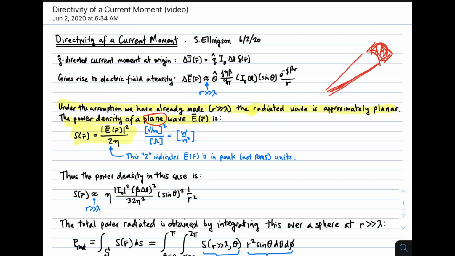You simply take the magnitude of the electric field intensity, square it, divide by 2 times the wave impedance of the medium. Just a quick side note, that factor of 2 indicates that the electric field intensity is in peak and not RMS units. If the electric field intensity is in fact in RMS units, then you would not have that factor of 2. Works exactly like voltage and current in AC systems. Anyways, you see that the electric field intensity squared has units of volts per meter squared. In the denominator, we have units of ohms for the wave impedance, so that gives us watts per meter squared, which is power density as expected.